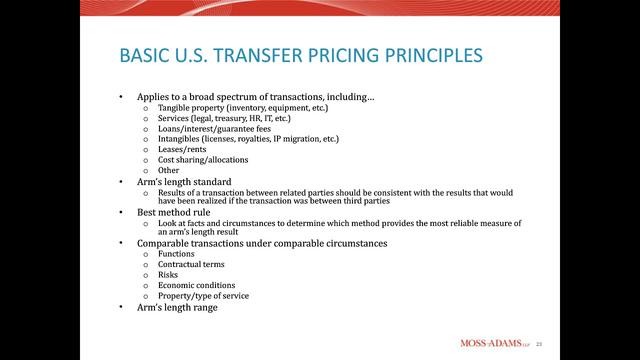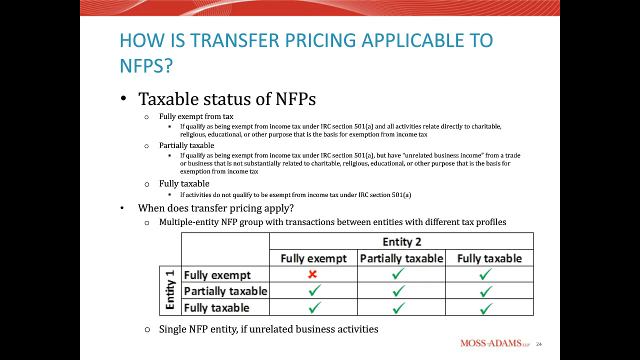So on the next slide here, how does that really apply to not-for-profit entities? As you can see, we'll probably start with the table. It really does apply to all situations except for when there are two fully exempt entities. Obviously, the status of a not-for-profit doesn't itself determine its taxable status. It's rather its mission, either for charitable, religious, or educational reasons. And then generally, it will fall into one of these three categories.